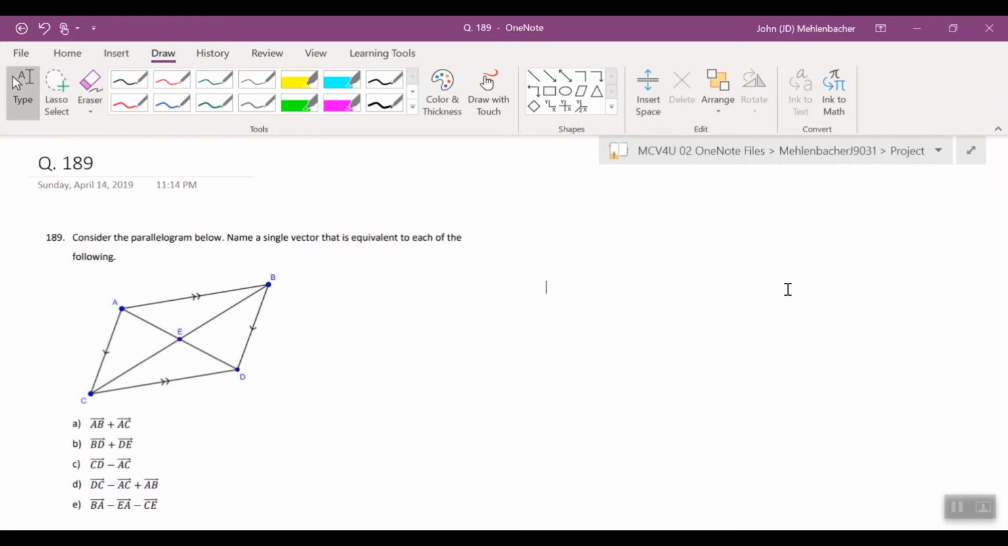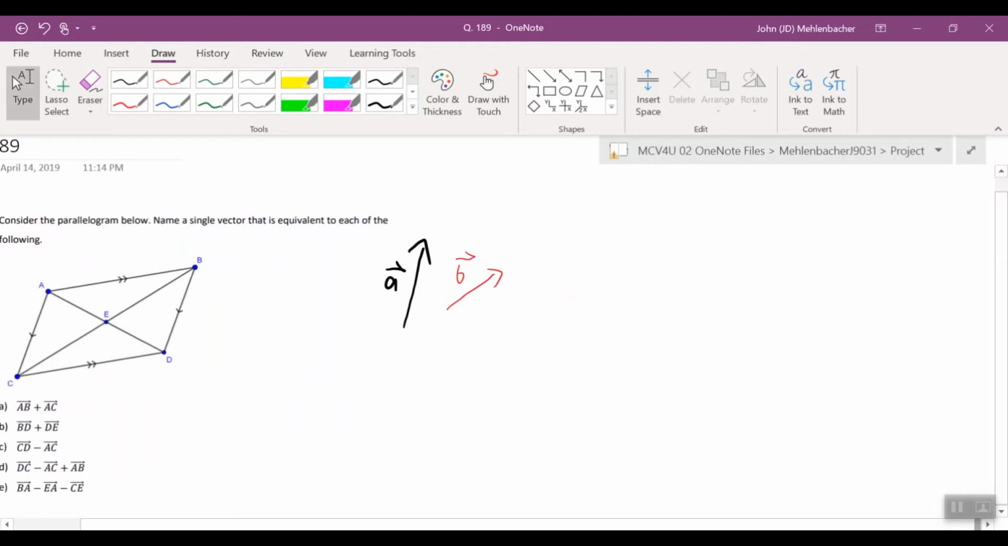Okay, so this is lesson 6.2, the addition of vectors. There are two main ways to do the addition and subtraction of vectors. There is head-to-head and there is head-to-tail. Basically, this is how you do it. Let's say you have two vectors, vector A and vector B.